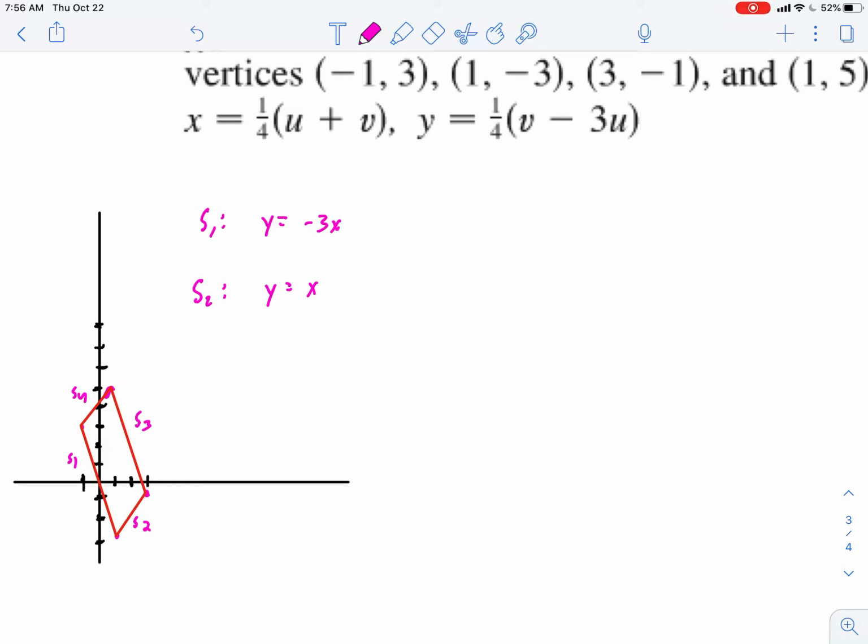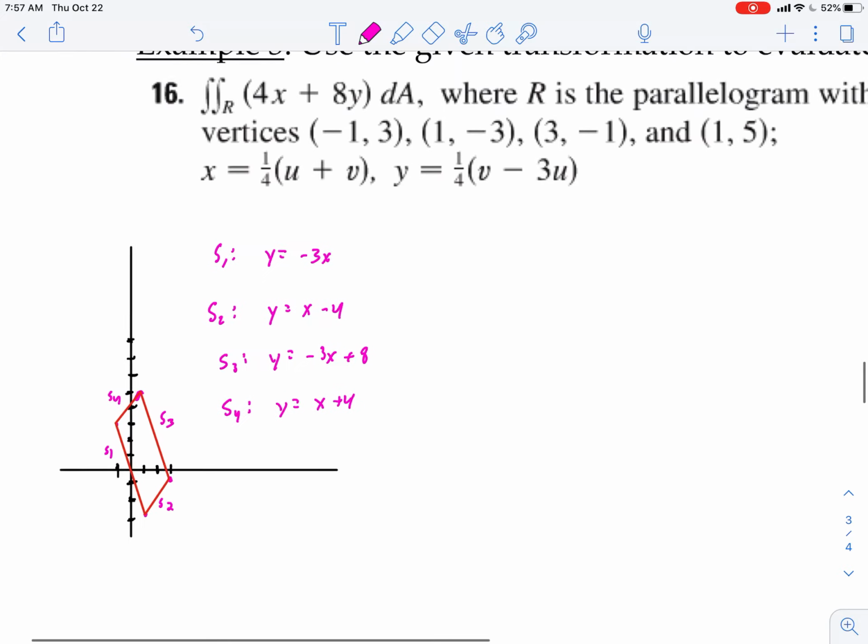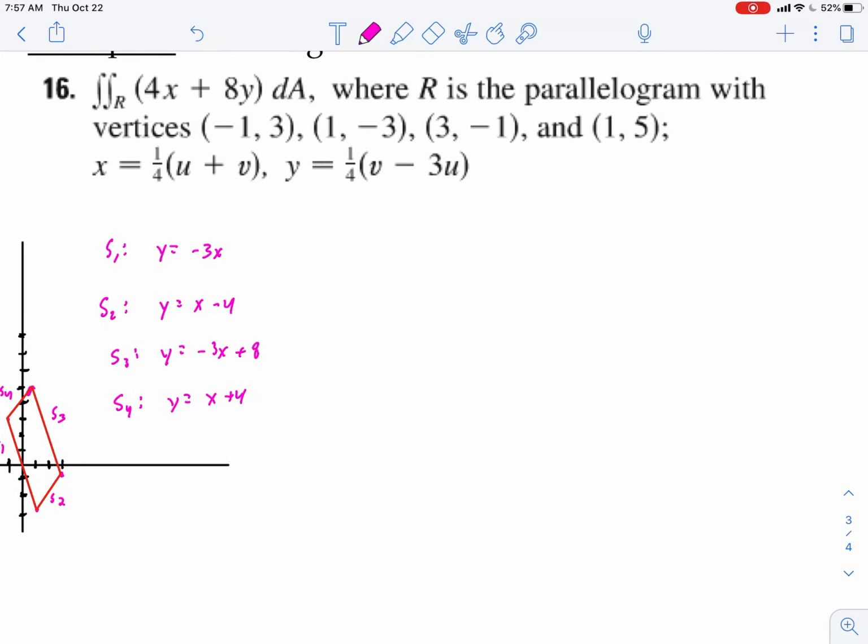It's a parallelogram, so these slopes are going to be the same. Not S1 and S2, but S2 and S4, and S1 and S3 are going to be the same. If it continues along that path, it's going to cross at -4. S3 is going to be y is equal to -3x plus 8, since with that -3 slope it crosses the y-axis at 8. And S4 has a slope of 1, up 1/1, so y equals x plus 4.